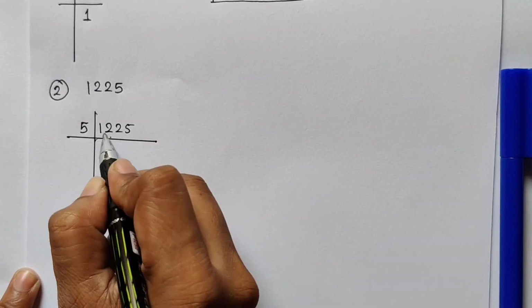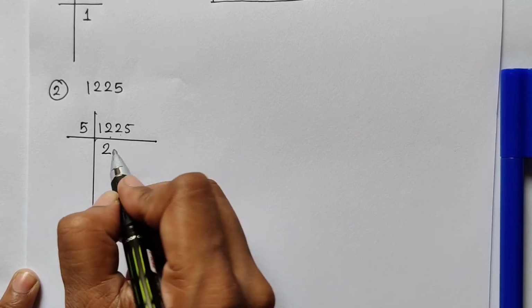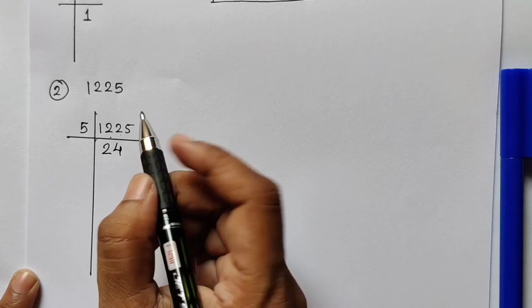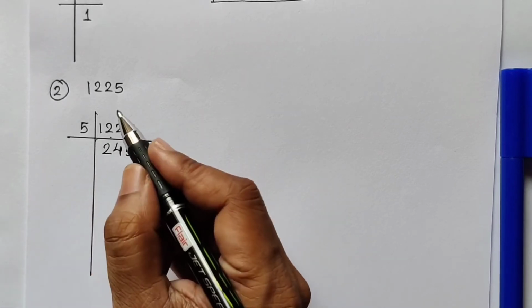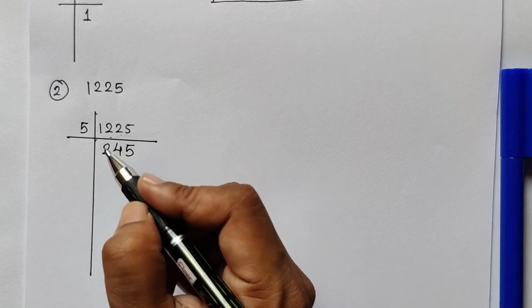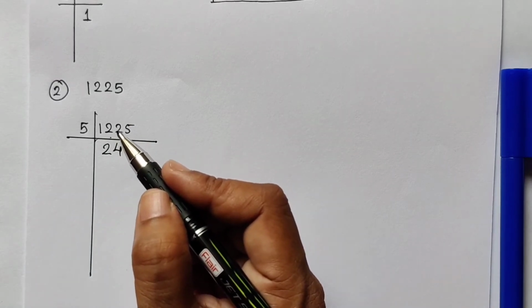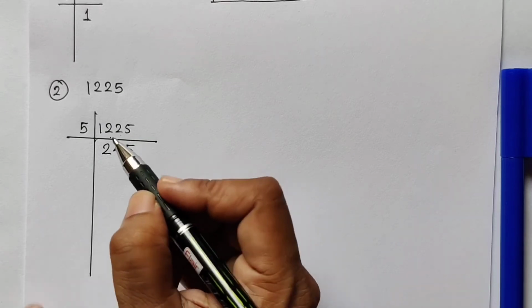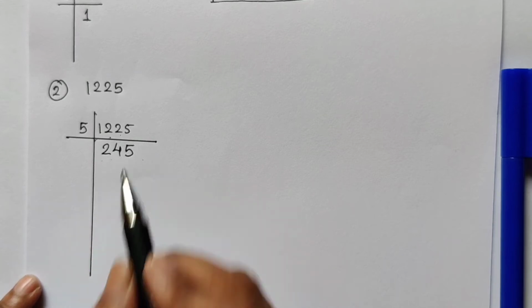5 2s are 10. 12 minus 10, 2 remaining. Then this 2 is 22. 5 4s are 20. And then 5 5s are 25. Now you all should know how to do it orally, how to do it in your mind, because we all have done it in 3rd chapter. So do it orally, do it in your mind. Do the division in the mind and write the quotient here.